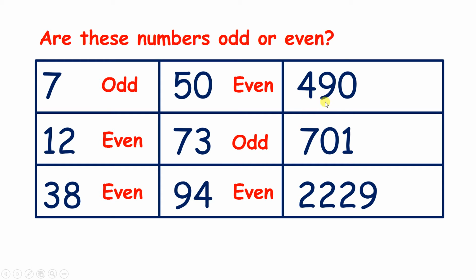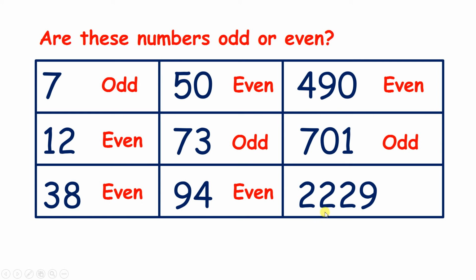Now, you might not be able to say this number yet. This is 490. But you do know whether it's odd or even because you only need to look at the units digit. And the units digit is 0, so it's even. Now we have the number 701. Again, we only need to look at the units digit, and that's a 1, so it's odd.